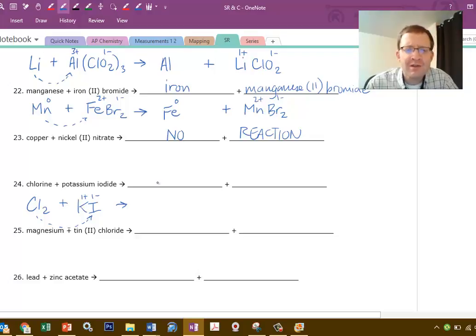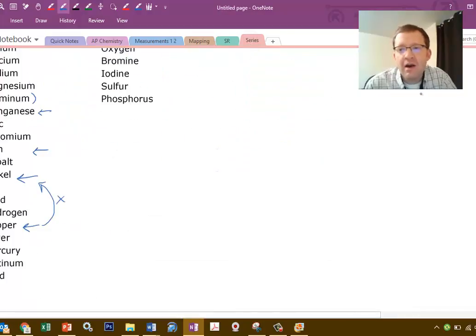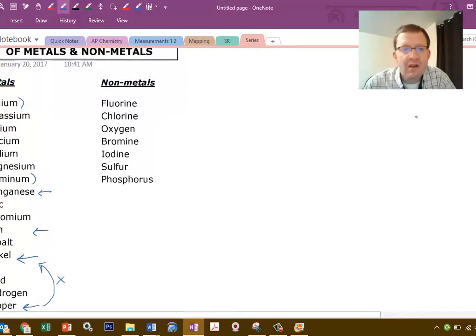And so chlorine's trying to kick iodine out. Can that happen? Well, let's look at the activity series. According to my activity series, yep, chlorine is ranked near the top. Iodine's ranked a little further down. This is a much shorter list because there aren't as many nonmetals on the periodic table. But yes, chlorine can come down and kick out iodine. So that's a reaction that can occur.